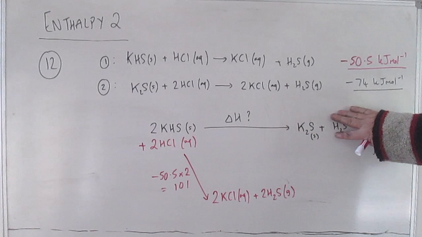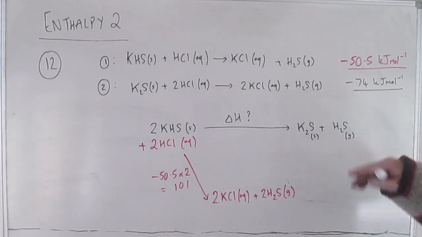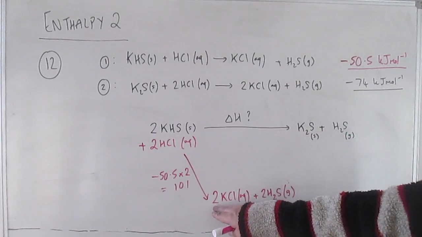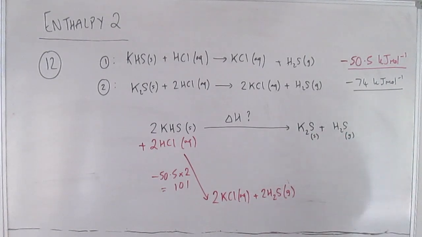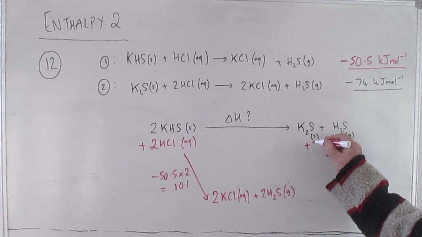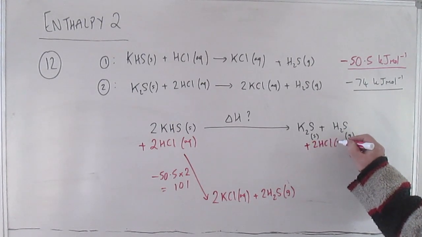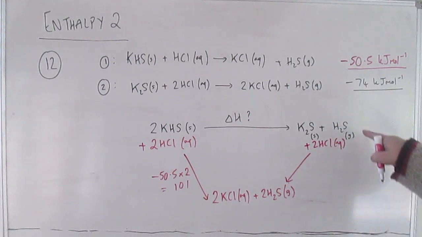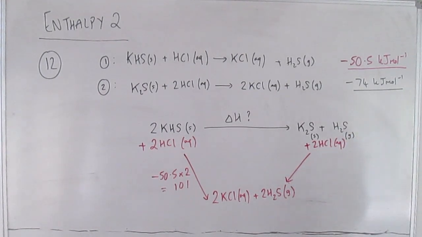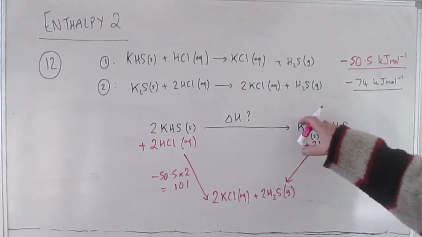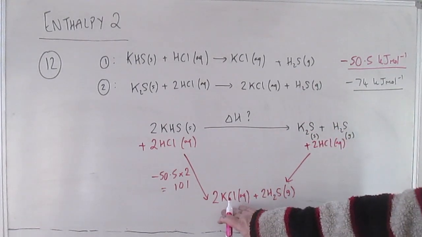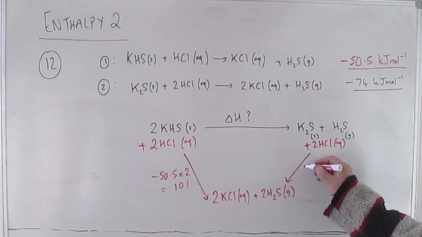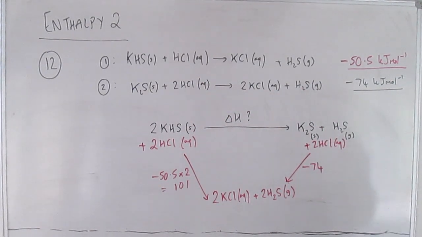So if we ignore that H2S and one of those H2S's, you can see what's left is K2S being converted to 2 moles of KCl plus 1 mole of H2S if we add 2 HCl to it. Okay, so one of the H2S's is just being carried across, so we can edit that out and we get K2S plus 2 HCl goes to 2 KCl plus 1 H2S, which is that reaction, and therefore that's minus 74.